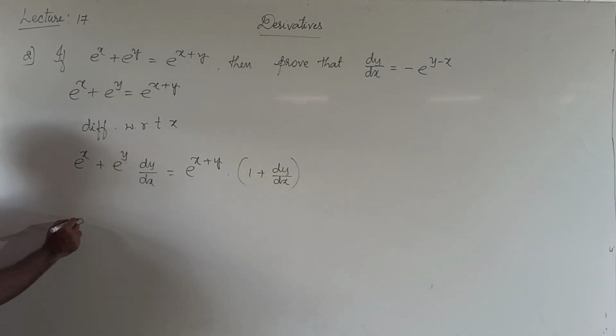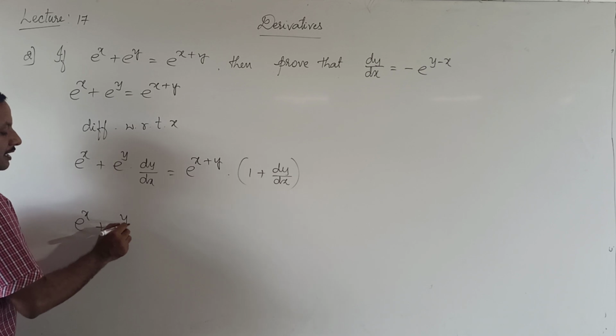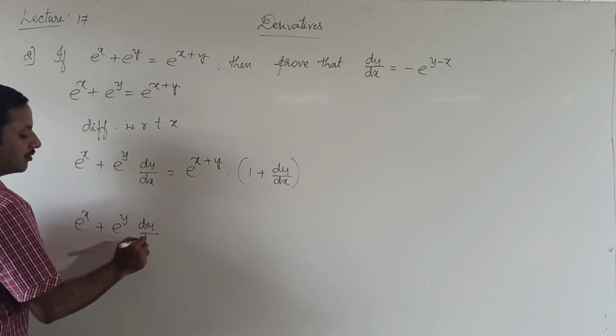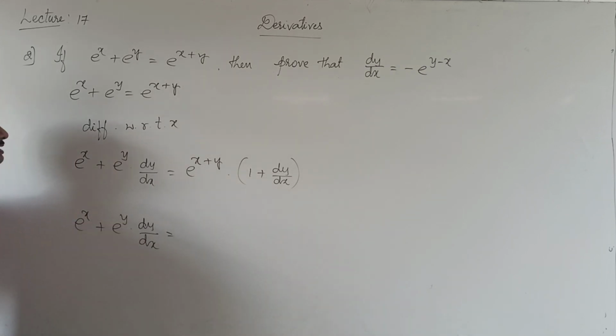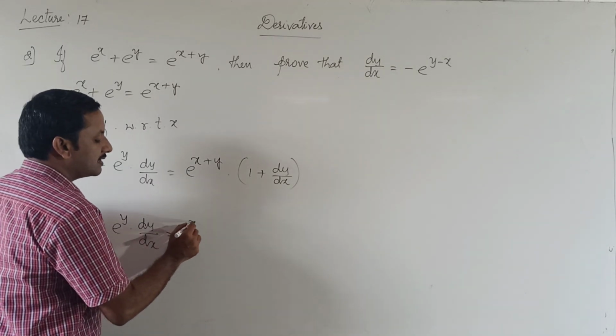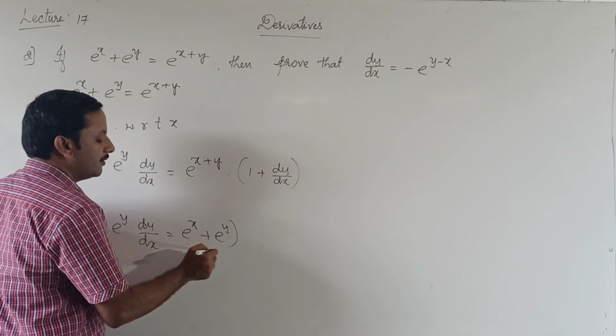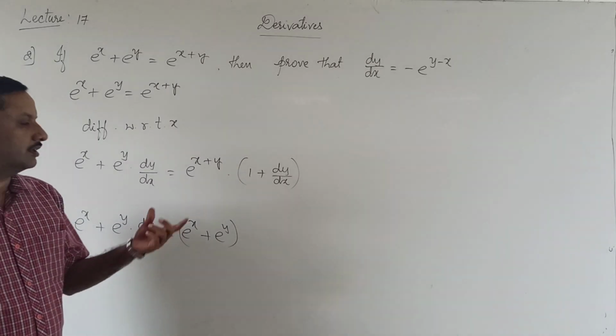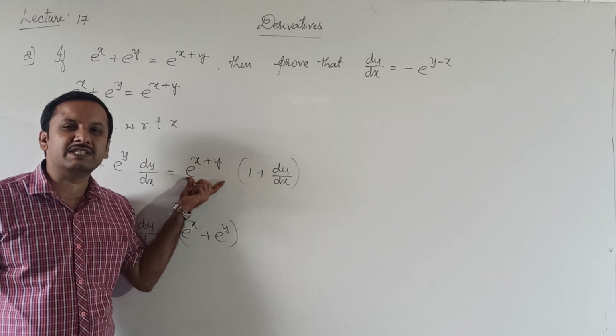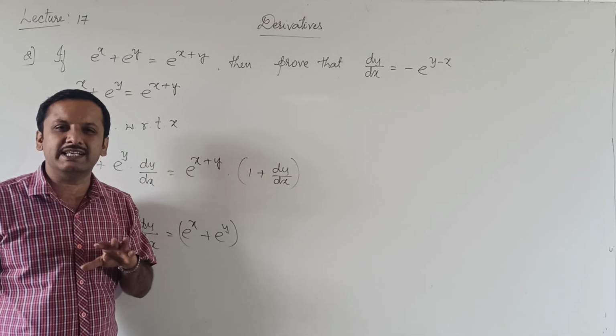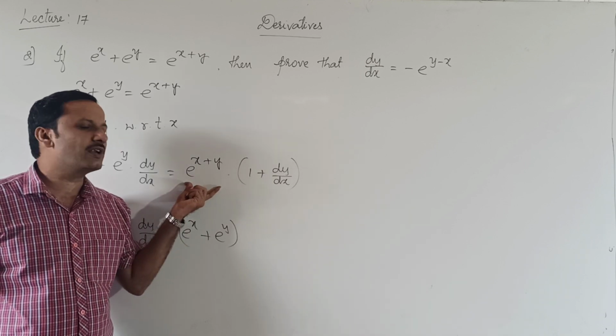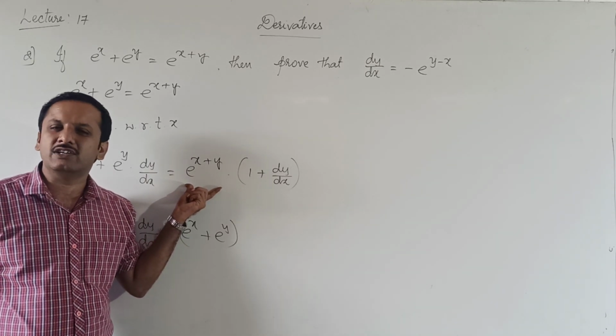Then (e^x + e^y) dy/dx is equal to... I will replace e^(x+y) with e^x + e^y. Okay. Now, don't think, sir, that e^(x+y) must be written as e^x into e^y. That is right, that is a general formula. In general, e^(x+y) can be written as e^x into e^y.